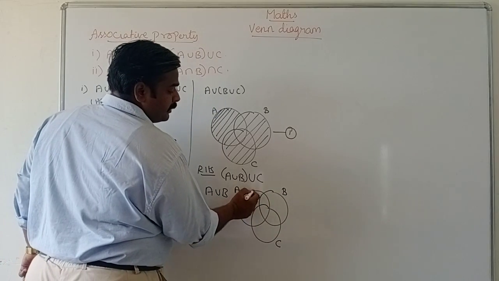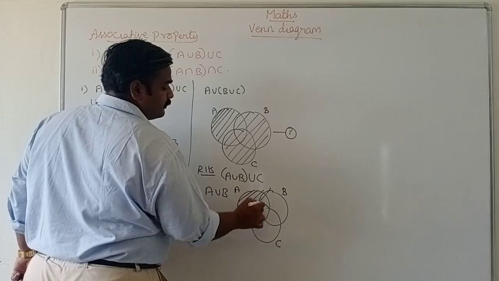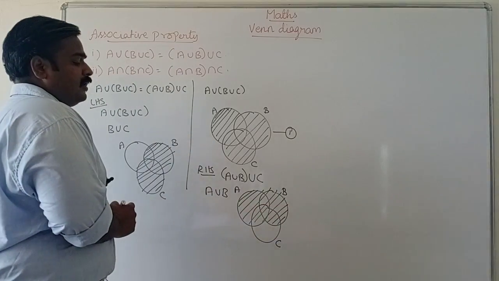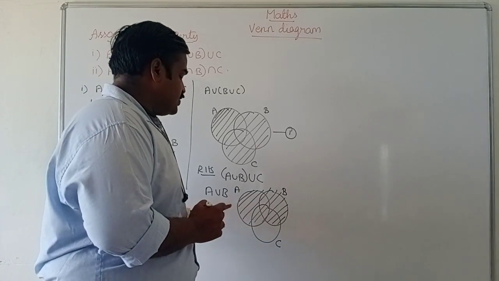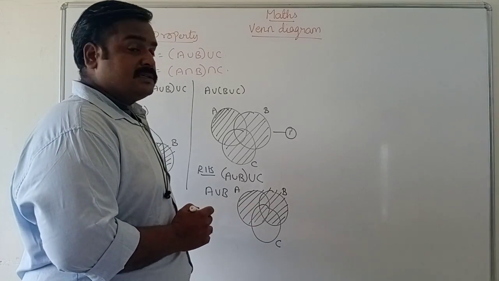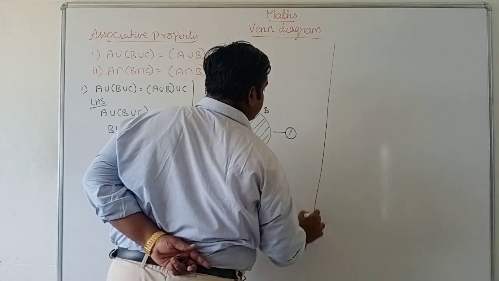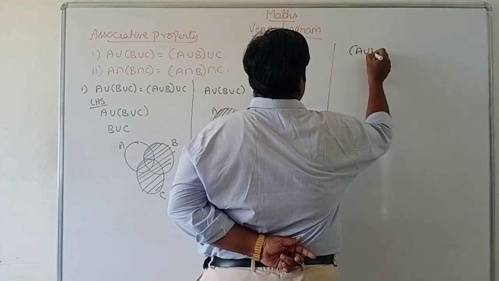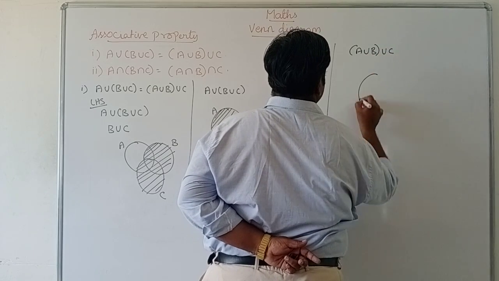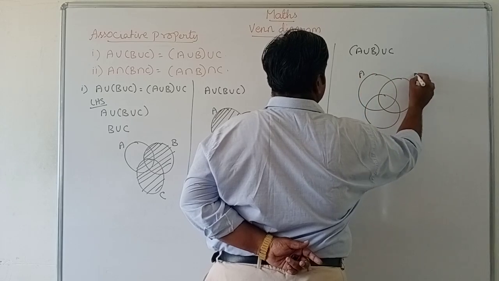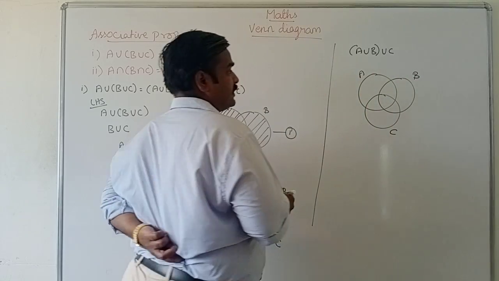A union B means shade A and B completely. You are going to completely shade A and B. So this is the first part. The next one is (A union B) union C. So once again you can put three circles. One circle represents A, another one represents B, another one represents C.